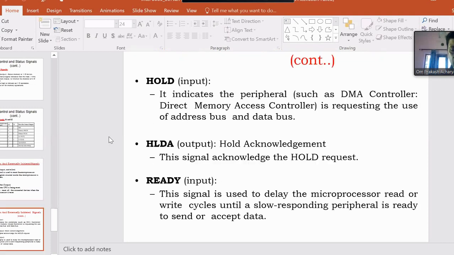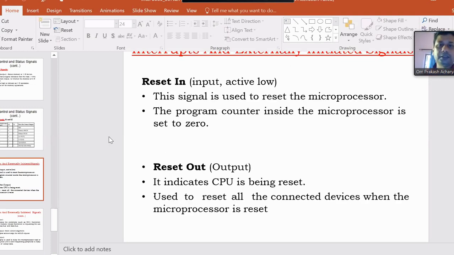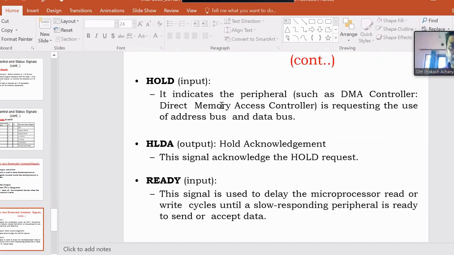Okay. So external initiated operation means this is an input pin. Input means someone is giving input to the microprocessor. Externally it is initiated. If you want to reset your microprocessor, what will happen? All things will stop. From the beginning it will start. That means the program counter will come to 0. Then the hold pin. What is hold?